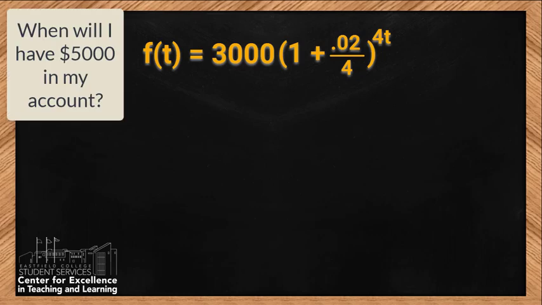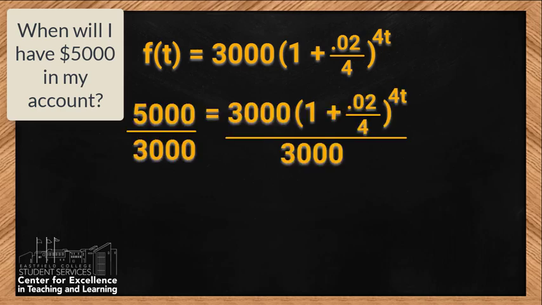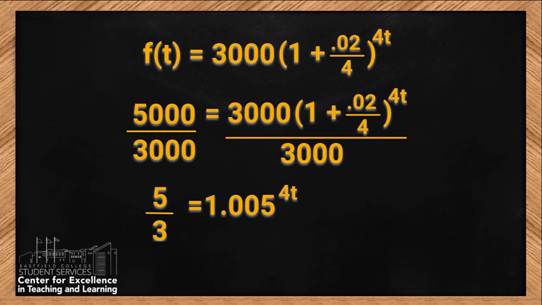$5,000 represents an amount of money, not a time, so you don't plug that in for t. You plug it in for f of t. And so then the question would be, how do you figure out what t is? How do you figure out how long it takes to get to that amount of money? You can divide both sides by 3,000 and work your way toward solving for t. This is 5 over 3 on the left side when you reduce that fraction. And remember, the decimal on the inside was 1.005 raised to the 4t.